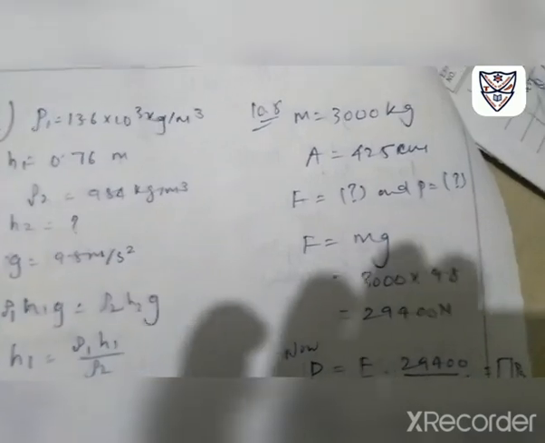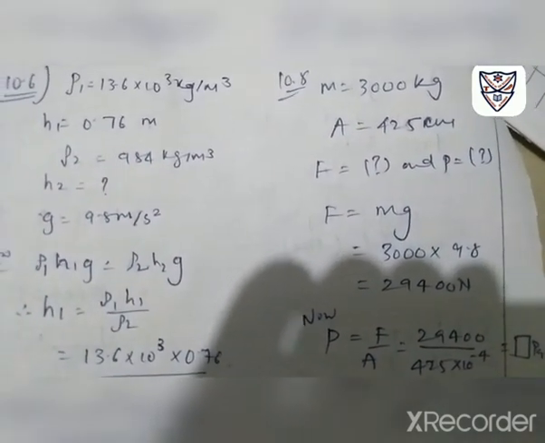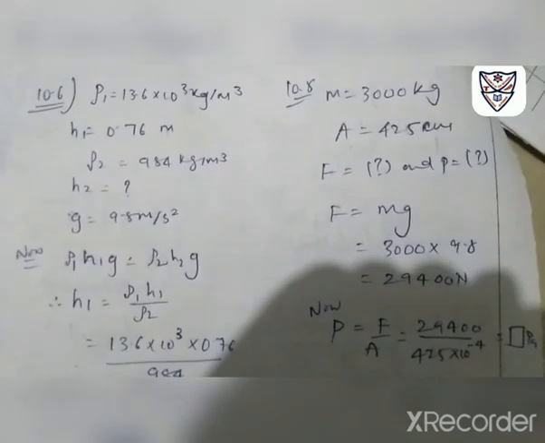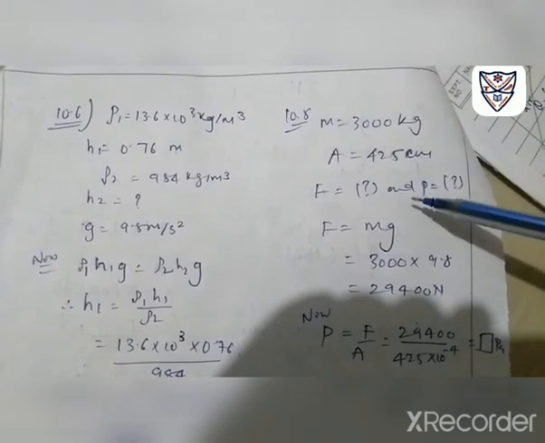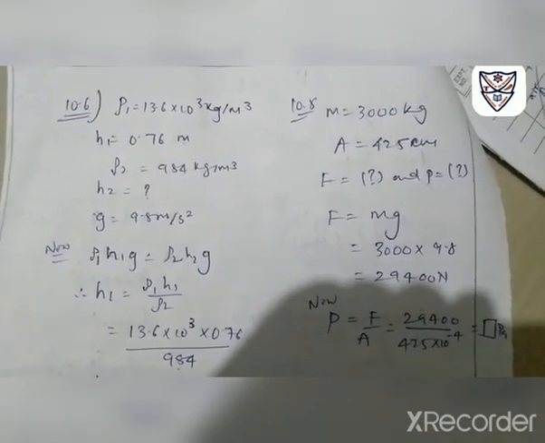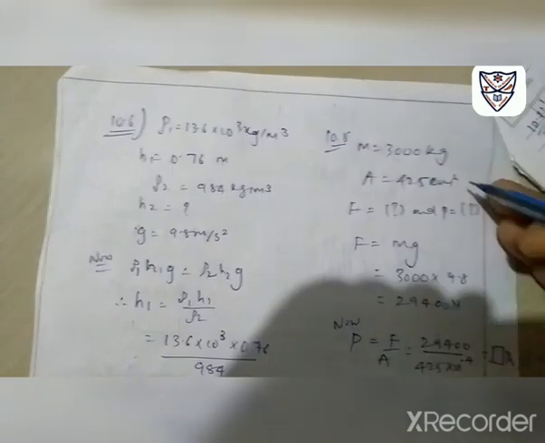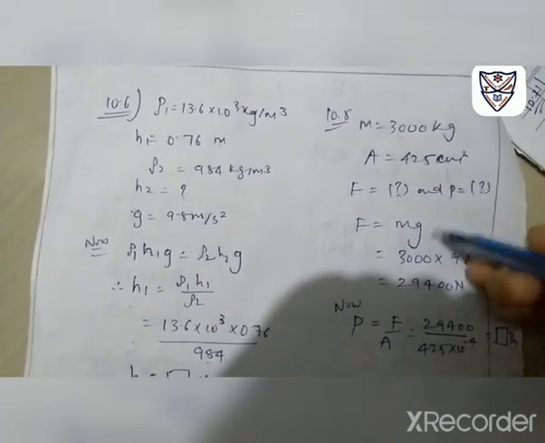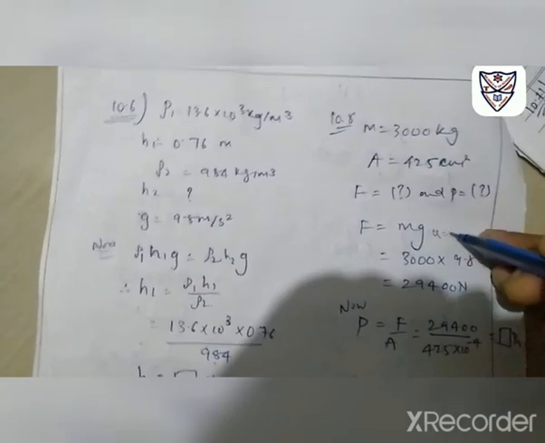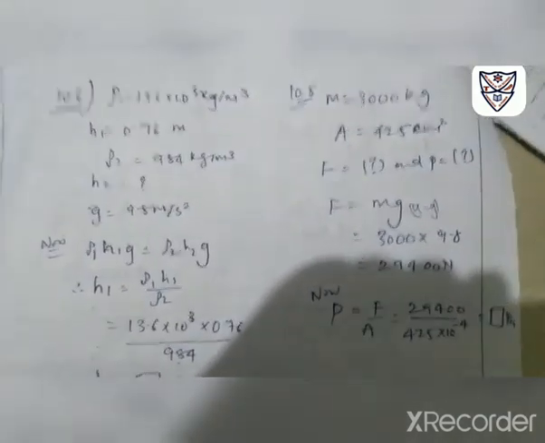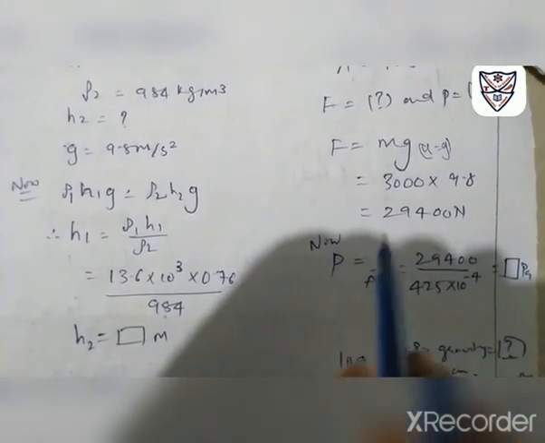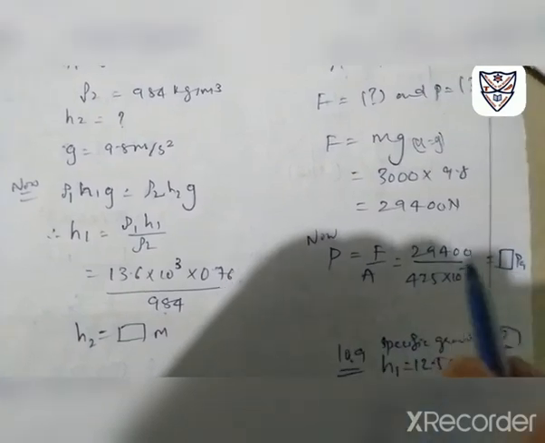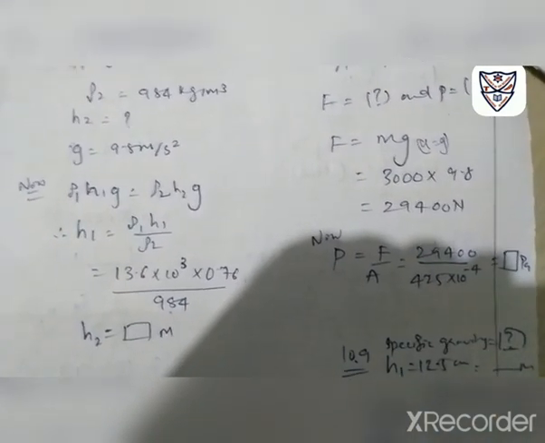Now for the next one, it's the same thing. You have to find the force and the pressure. They have provided you mass, A is given to you, so first F is equal to mg. Actually it should be ma, where a is equal to g here. So multiply it, you will get your force. Now for the pressure, just divide the force by area, you will get your pressure in Pascal.